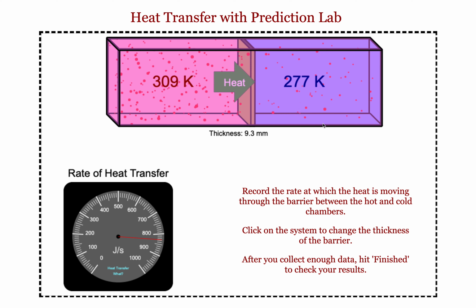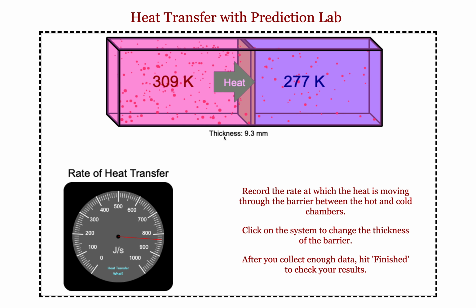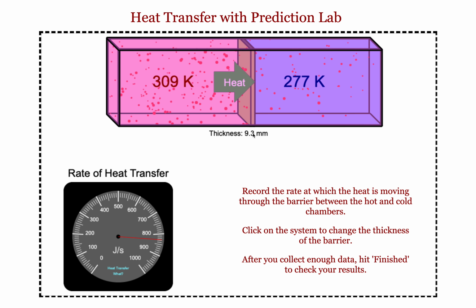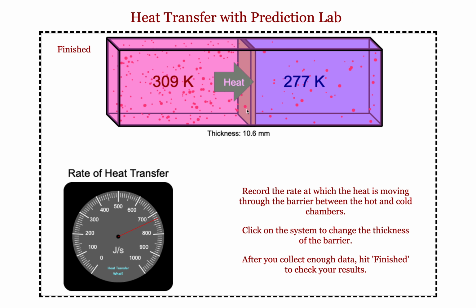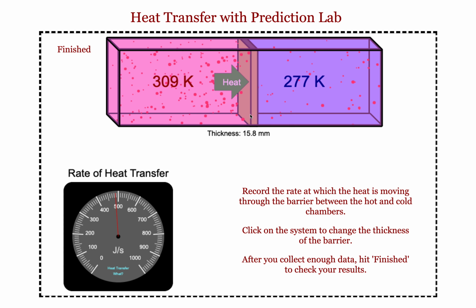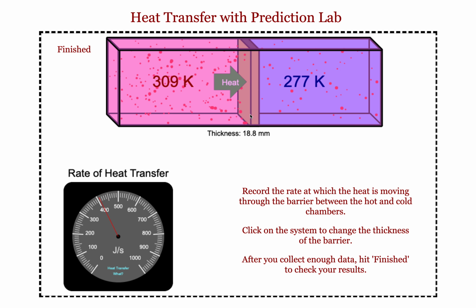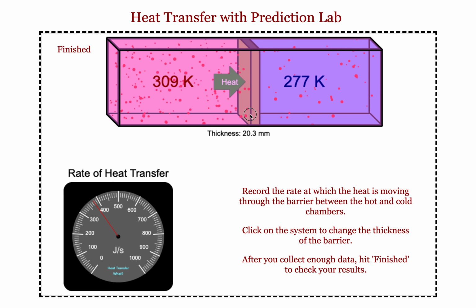The temperatures of these chambers will be held constant even as some heat passes through the barrier. Students will record the thickness of the barrier and they will record the rate of heat transfer. They can then click on the barrier to change the thickness and then read the new corresponding rate of heat transfer. They should do this for at least 5 different thicknesses, and they could do it for as many as 10 if they would like.